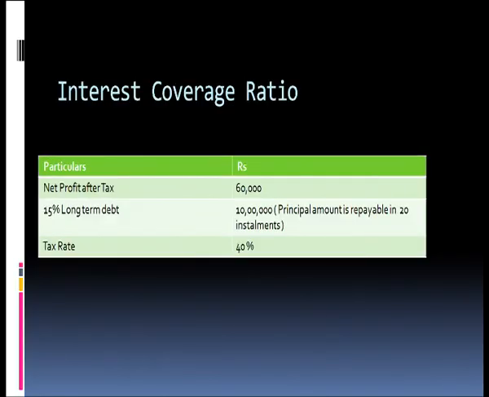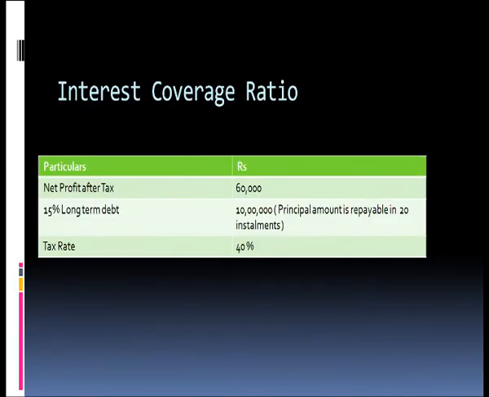Now, let us look at this illustration. Here the net profit after tax is given as 60,000. We have taken a long term debt which carries an interest rate of 15%. The principal has to be paid back in 20 installments. The tax rate of our firm is 40%. I repeat, we have net profit after tax of 60,000, a long term debt taken at an interest rate of 15%, the principal to be paid back in 20 installments, and the tax rate is 40%.